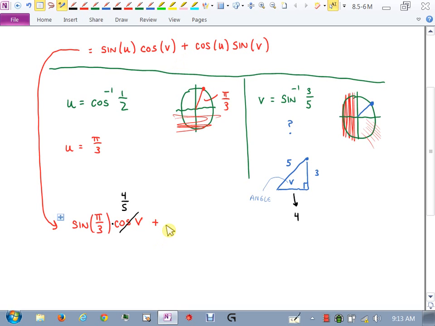Now, do you know what cosine of u is? Well, we should, right? Cosine of pi over 3, because I know exactly what u is. And do I know what sine of v is? Yes, again, off of my triangle, sine is opposite over hypotenuse, so this should be 3/5.